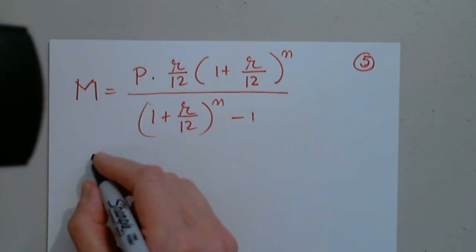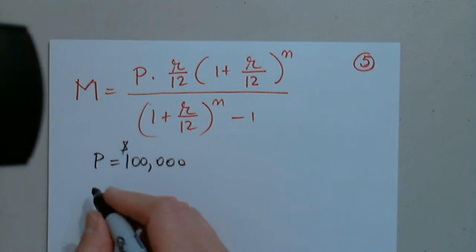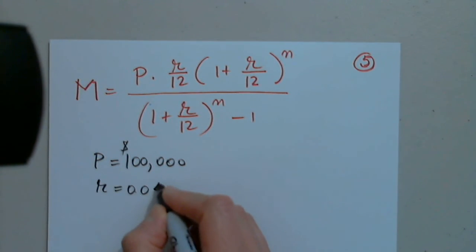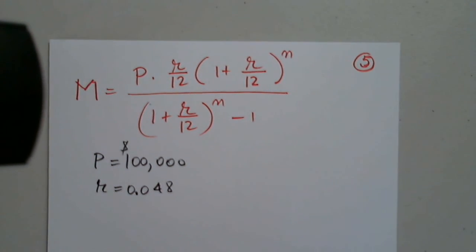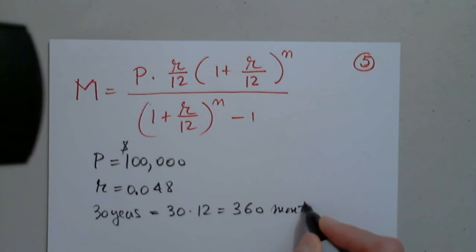So the principal in this case is 100,000. The interest rate, lowercase r, is 0.048. Be careful. It's 4.8%, so it's 0.048. And the period is 30 years. Careful, because n is in months. So we have to multiply 30 years by 12 months, and we get 360 months. So in this formula, n has to be in months.